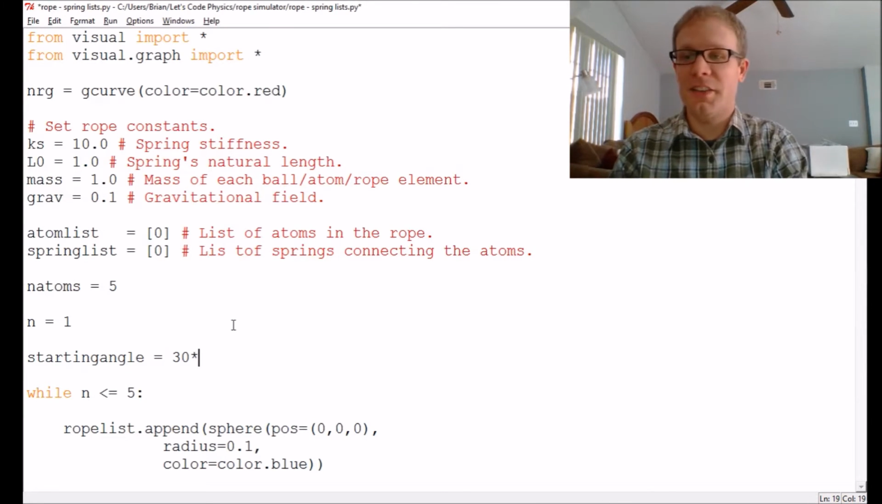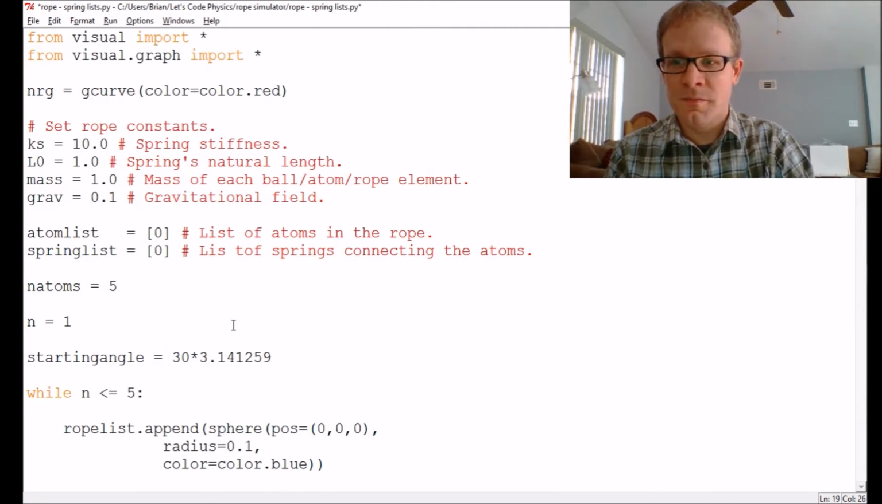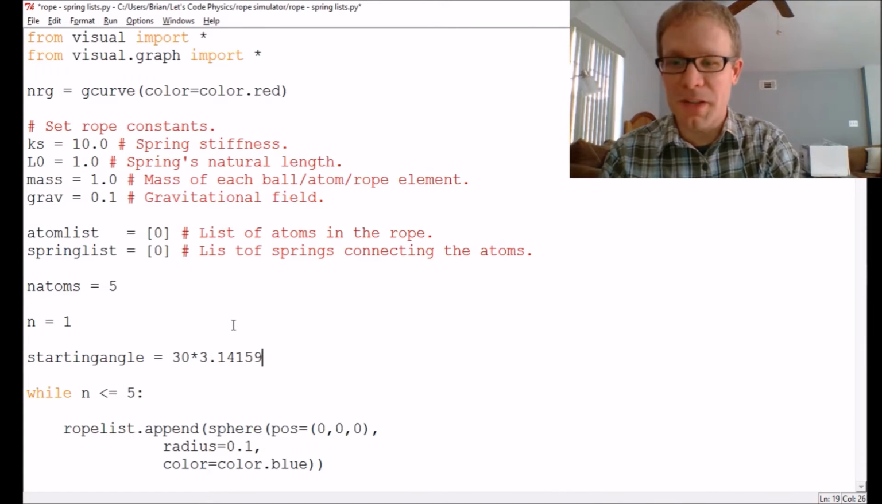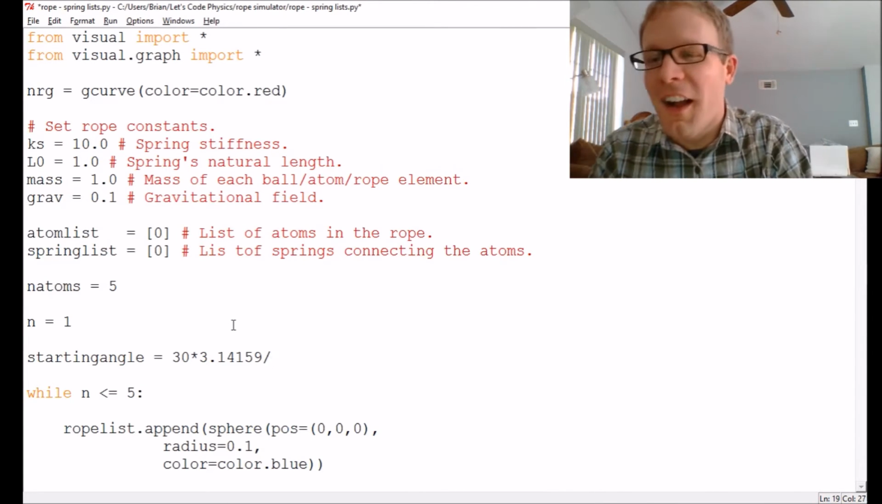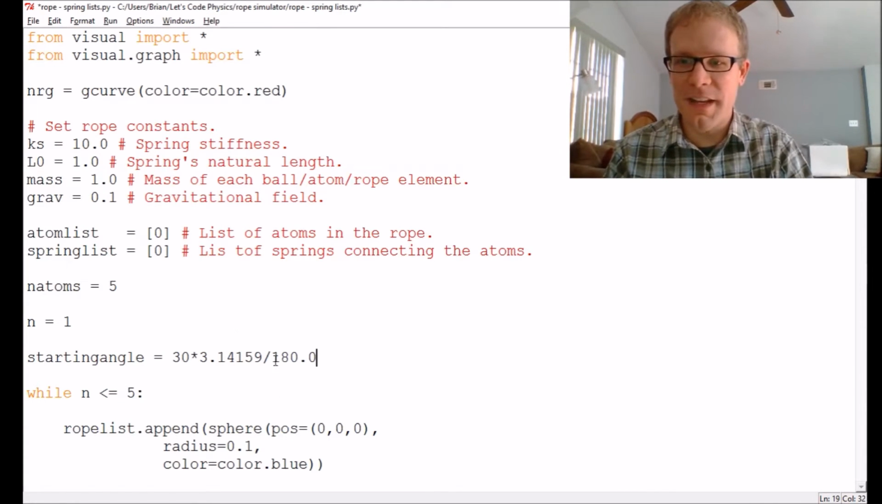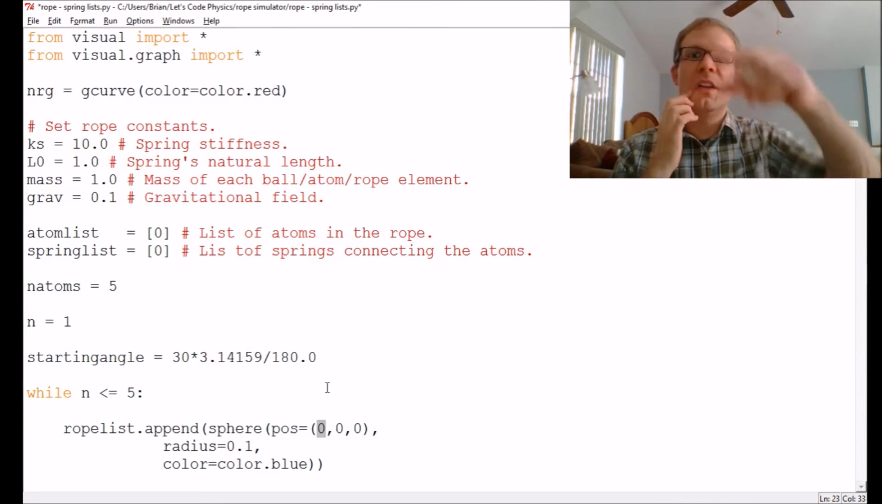VPython understands radians, not degrees, so I need to multiply by pi. Oops, that's not pi, 3.14159. There we go. I slipped on my number keypad. I'm sorry. Divide by 180. There's pi radians and 180 degrees. Cool.